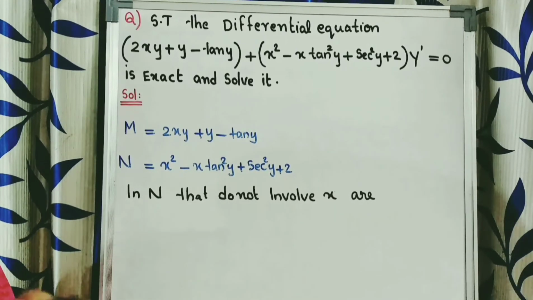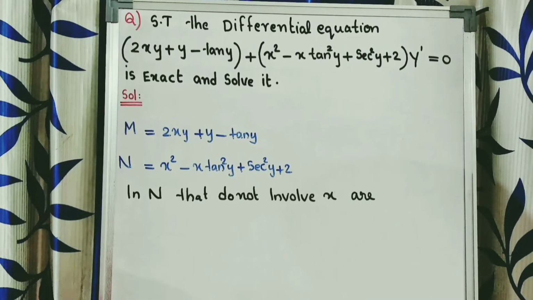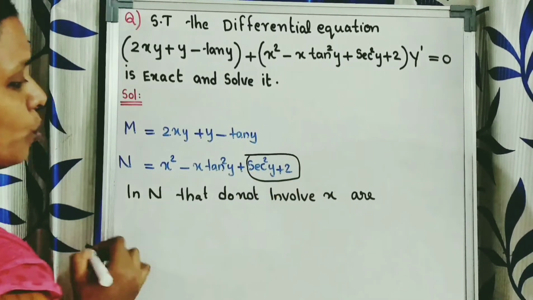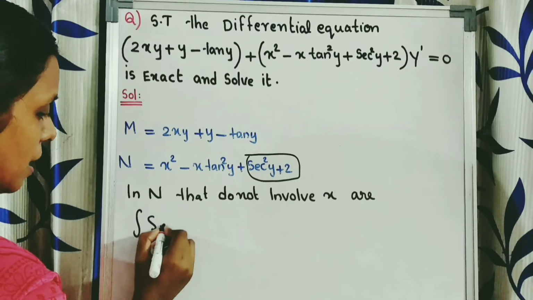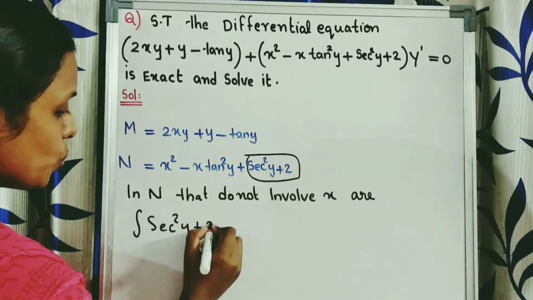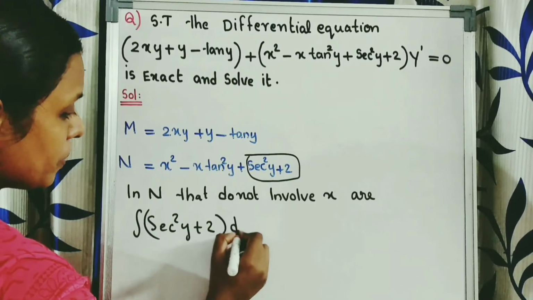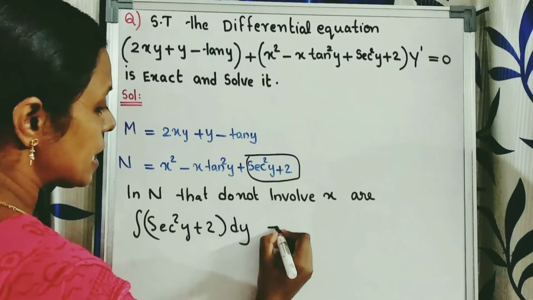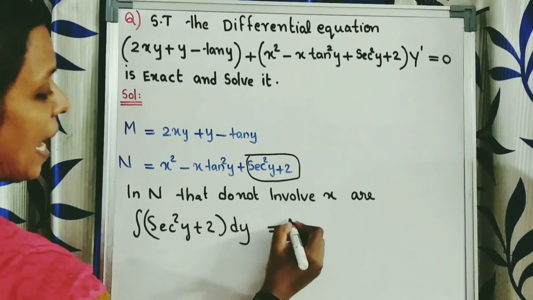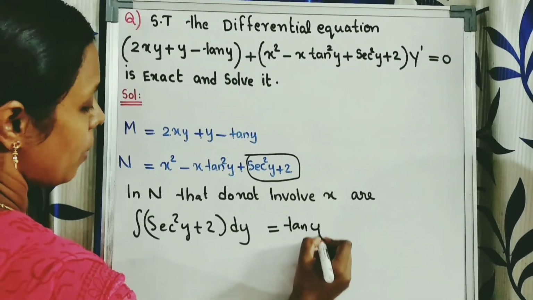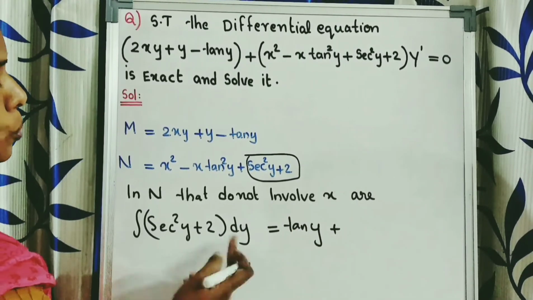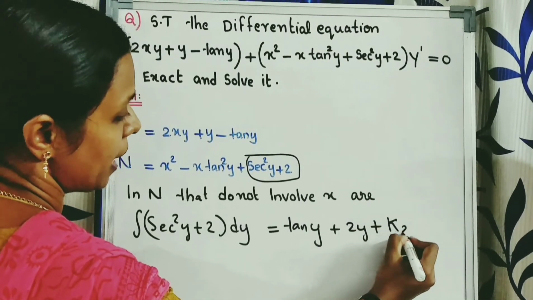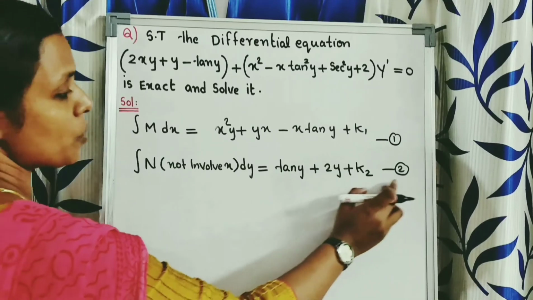Next we have to calculate the integral of N, the terms that do not involve x. Here the terms are sec square y plus 2. We integrate (sec square y plus 2) dy with respect to y, regarding x as constant. Here the integral of sec square y is tan y, plus the integral of 2 dy is 2y, plus another constant k2. Putting it as equation number 2.